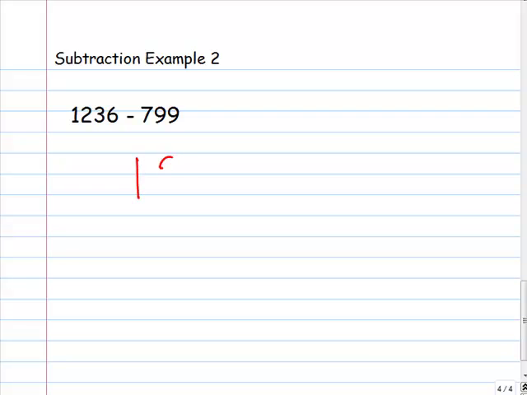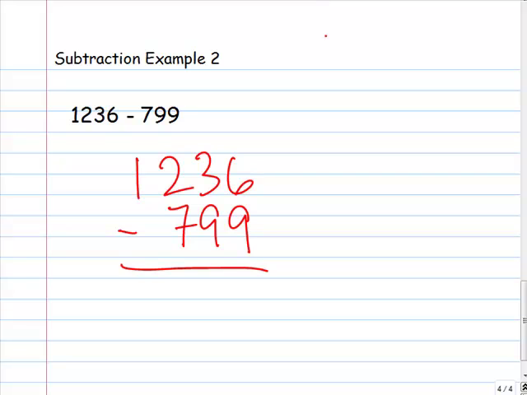That's 1,236 minus 799. So if we're going to subtract this, what we see is that when we try to subtract 6 minus 9, 9 is a lot bigger than 6. So let's cancel this out. Not cancel, but we're going to need to borrow from this 3.